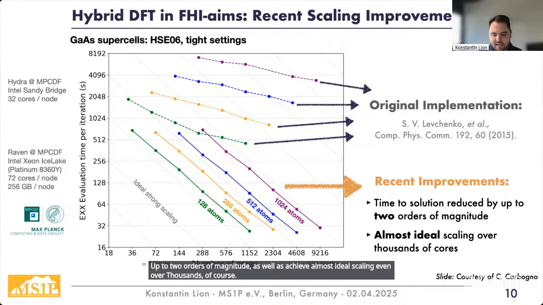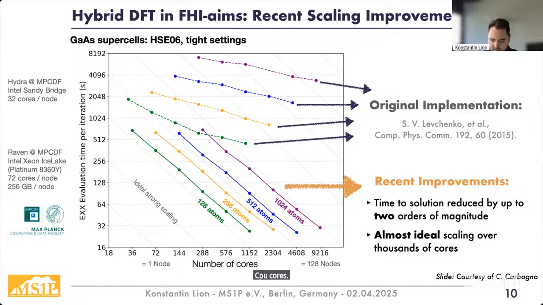So as you can see, the end of the x-axis here is nearly 10,000 cores that were run on MPCDF. So that's the Max Planck Data Facility CPU cores. So that's really, I think, an amazing achievement.